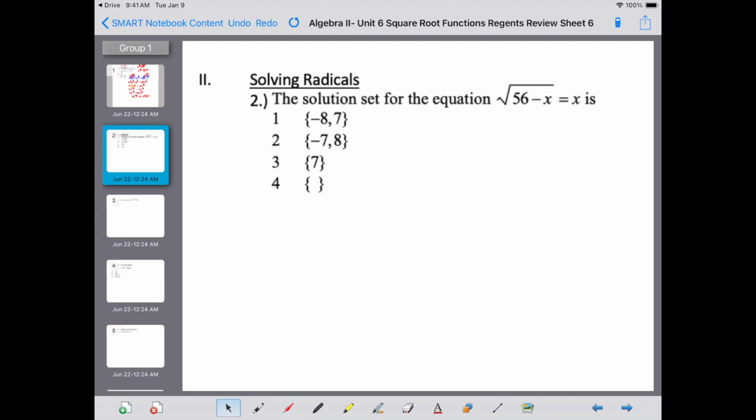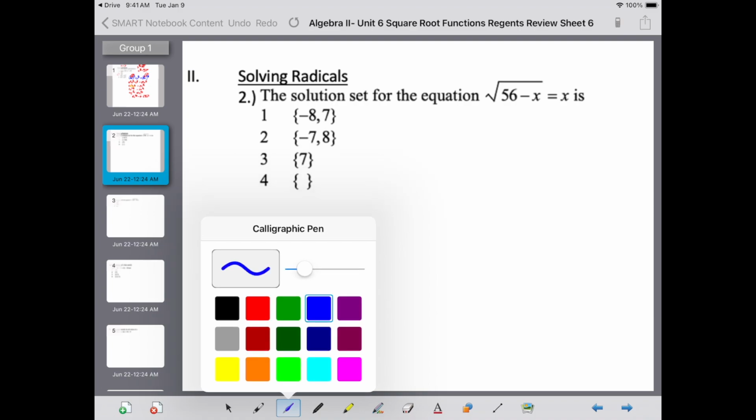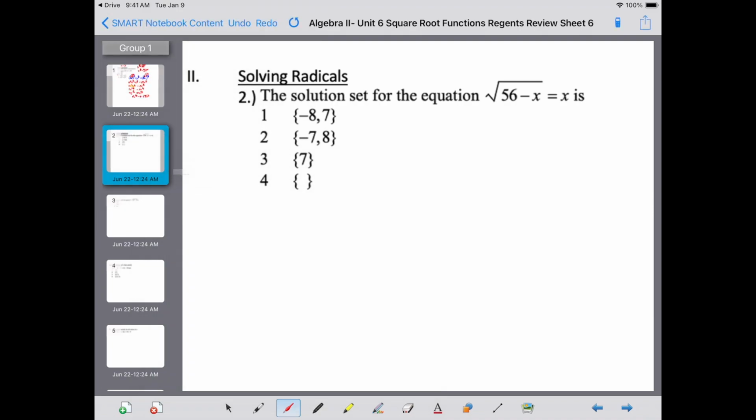Remember, radical and rational solutions, you must solve for extraneous solutions. So, first step, since the radicals are already isolated, you could square both sides. 56 minus x equals x squared. We want this to equal, it would be a quadratic that equals 0. So you could add x, subtract 56. So we have x squared plus x minus 56 equals 0.